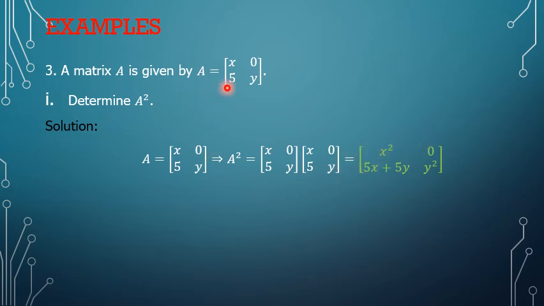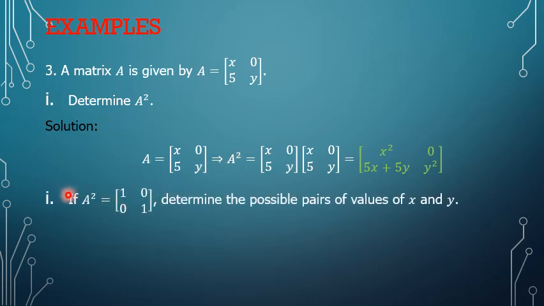Then also, it will be 5 times x, you get 5x, plus y times 5, you get 5y. So it will be 5x plus 5y. And then finally it will be 5 times 0, you get 0, plus y times y, you get y squared. Now that is the matrix A squared.